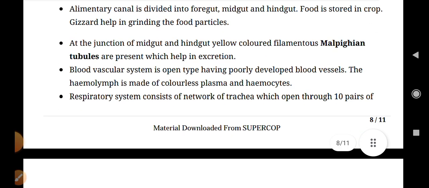Digestive system of cockroach. Alimentary canal is divided into foregut, midgut, and hindgut. Food is stored in crop. Gizzard helps in grinding the food particles. At the junction of midgut and hindgut, yellow-colored filamentous Malpighian tubules are present which help in excretion.